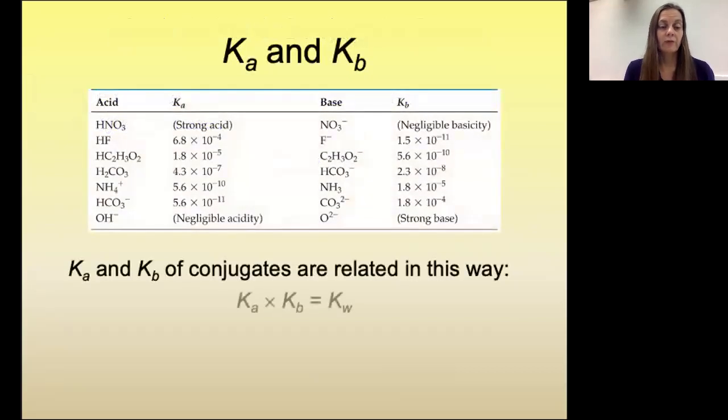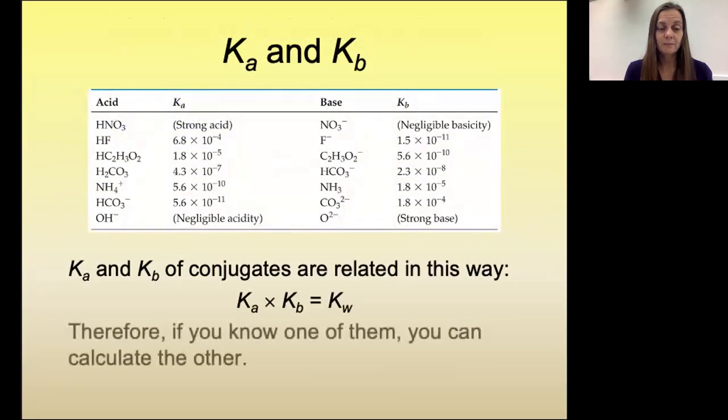So if we know either Ka or Kb of the conjugate, then we can find the other. If we know one, we can calculate the other, and this is going to be a useful tool for you. This equation, Ka times Kb equals Kw, is one of the equations on your equations and constants sheet, so you can expect that you will need to apply this.